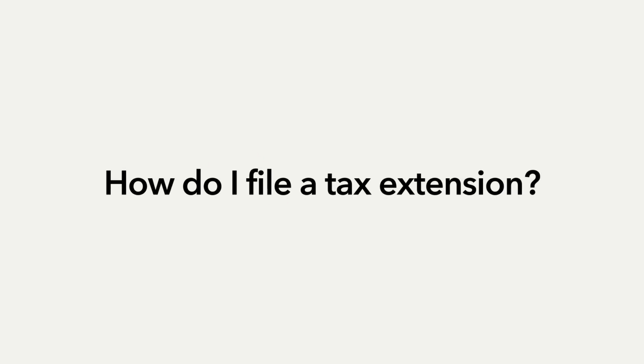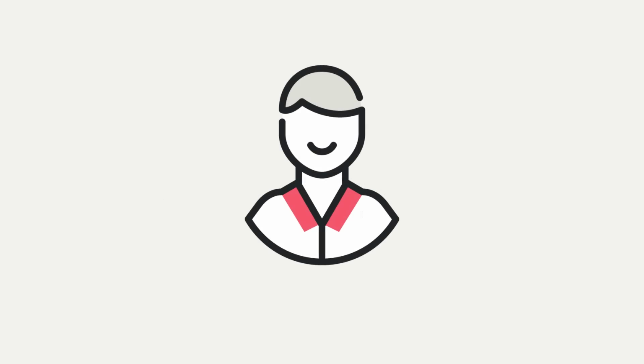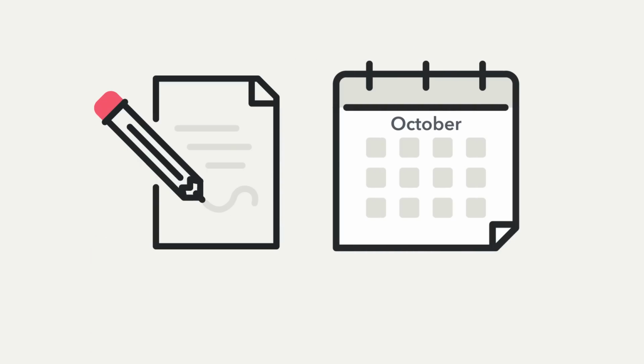How do I file a tax extension? When you file a tax extension, you have until October 15th to file your taxes. Although an extension gives you 6 extra months to file your return, it does not give you extra time to pay your taxes if you owe, which are still due on April 15th.